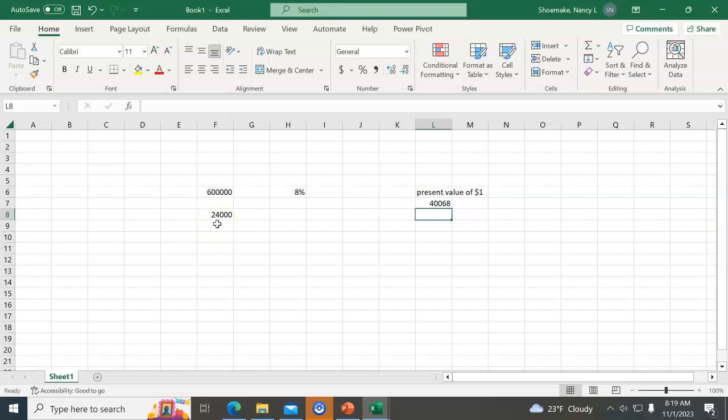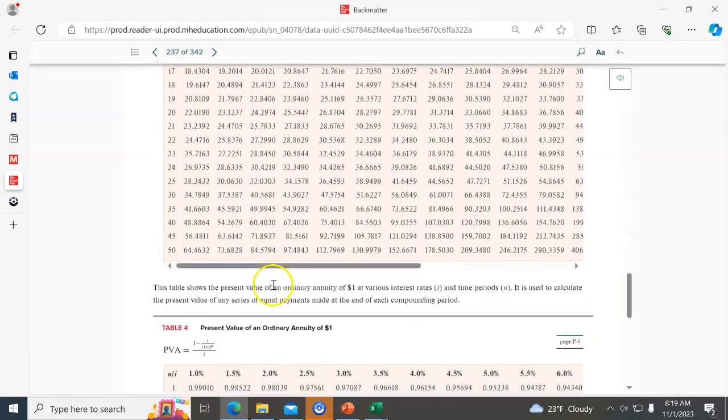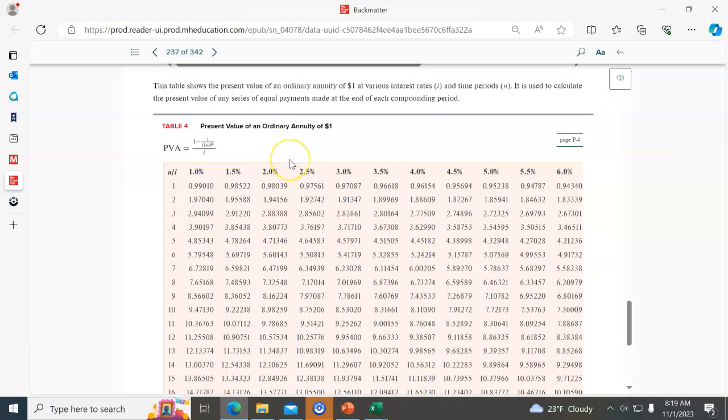Now we have to figure out the present value of all those $24,000 payments for 40 periods. Right? So we now need to go over to table 4, where it's called the present value of an ordinary annuity. What that means is, what's the present value of $24,000 payments for 40 periods? It's not one lump sum, it's a bunch of $24,000 payments for 40 periods. That's why we call it an annuity. It's a series of payments.